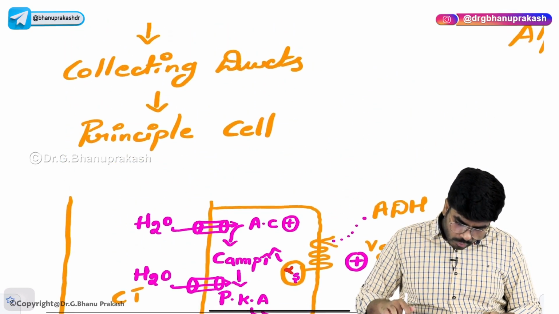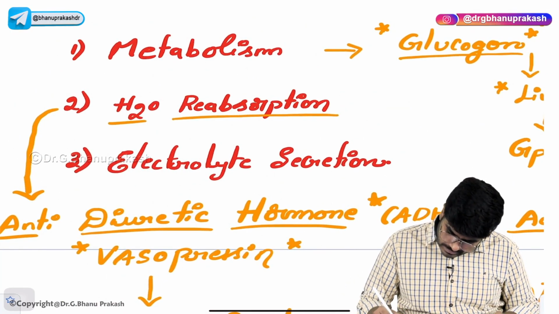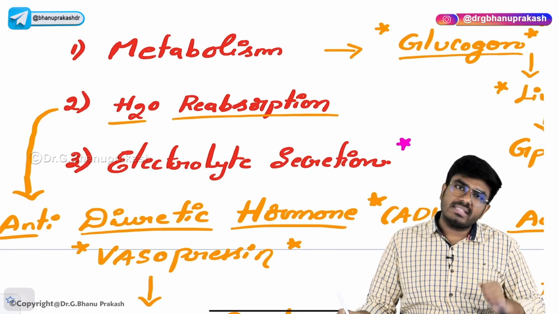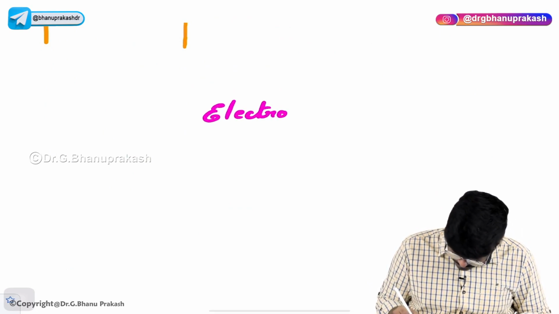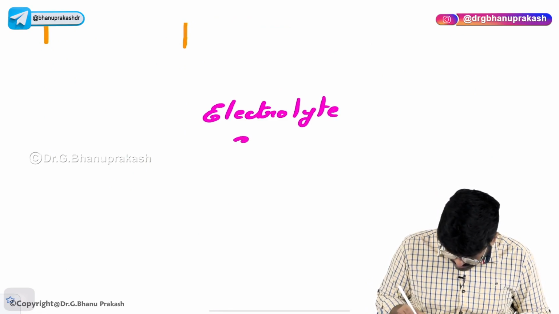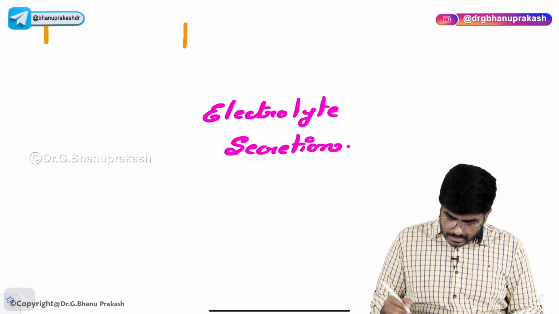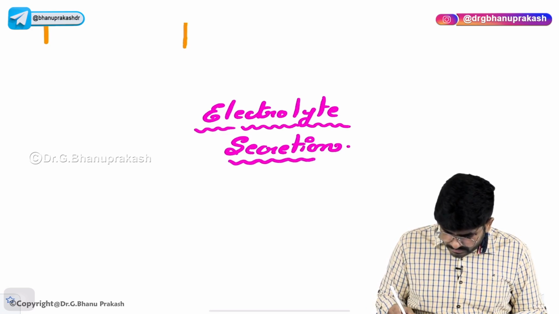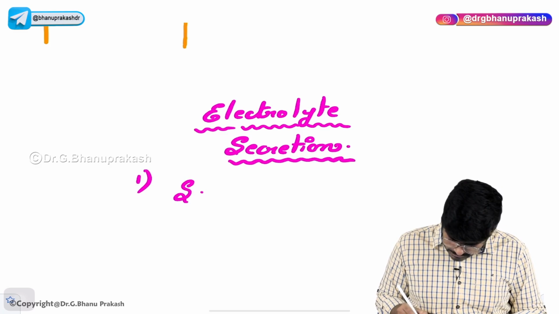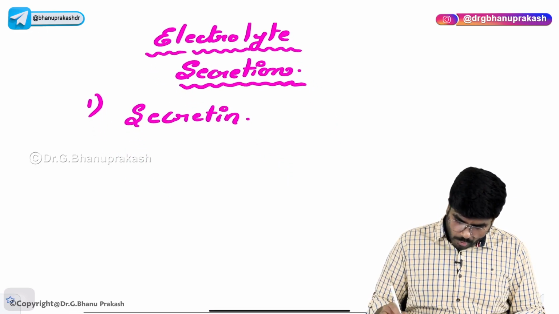And the third group of hormones which use the cAMP system is involved in electrolyte secretion. Now, what is that hormone? Let me write it down here: electrolyte secretion. Now, this electrolyte secretion is done by which hormone? The first hormone is secretin.